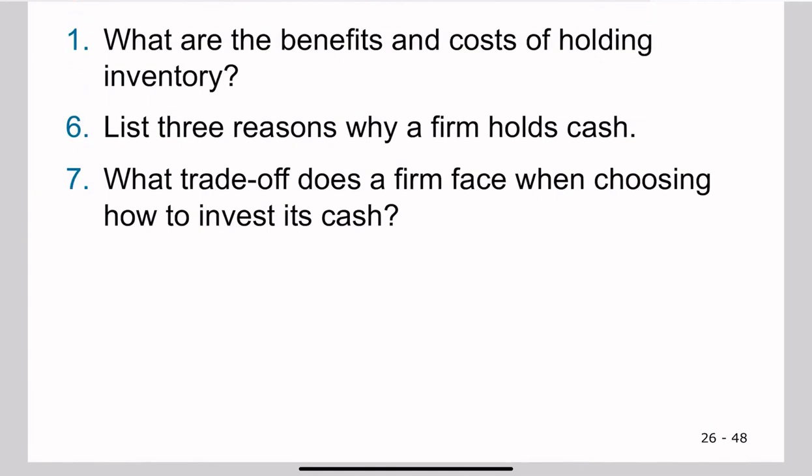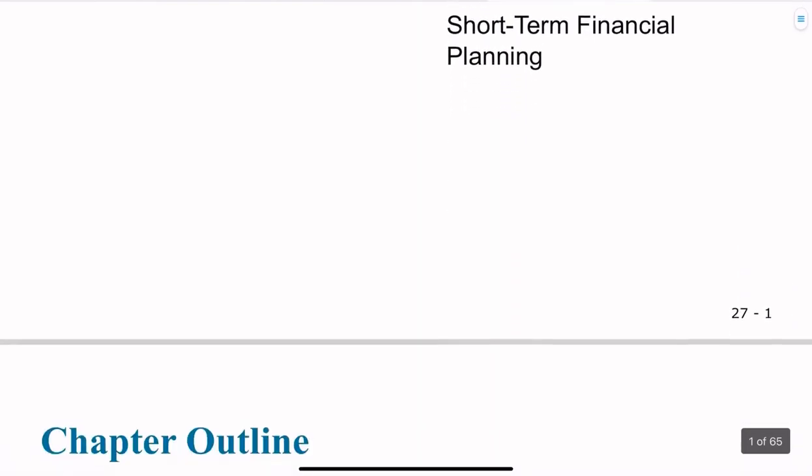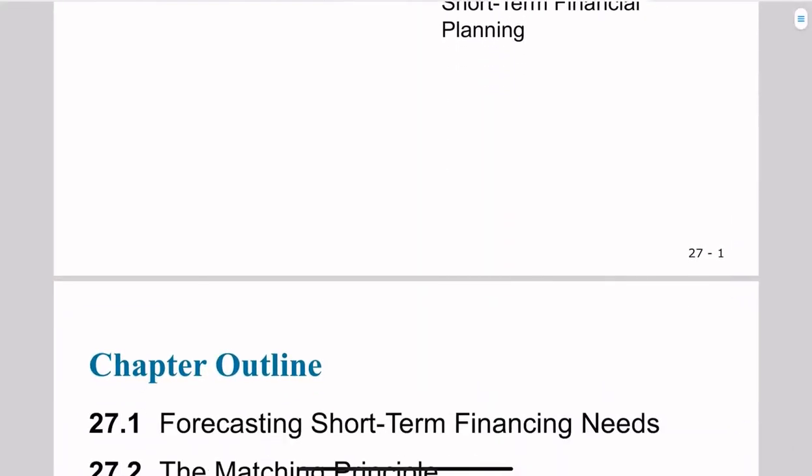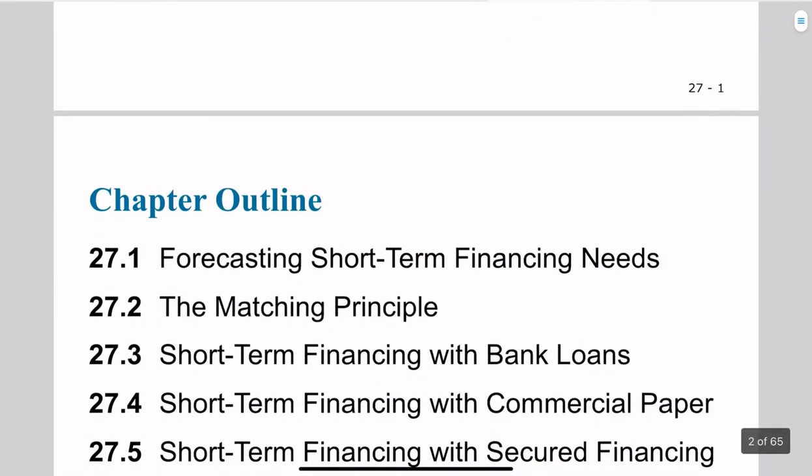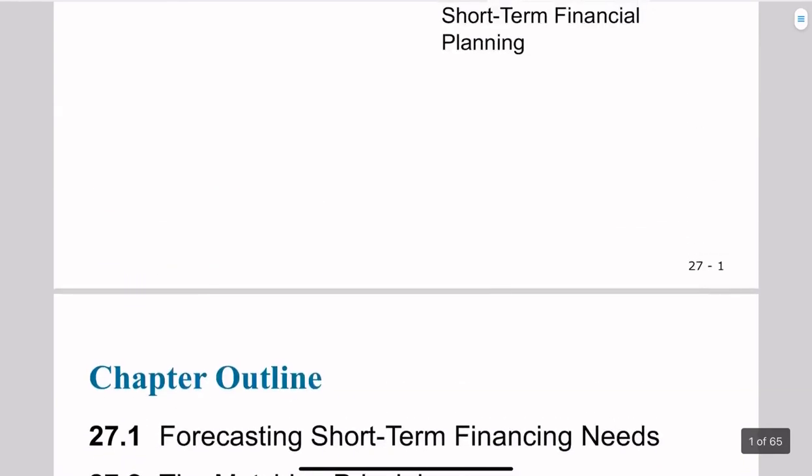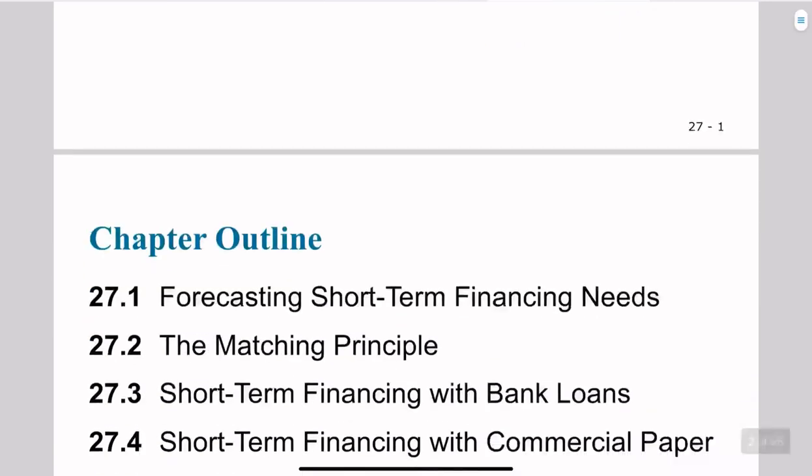Okay, great. So now let's move on to the next chapter, which is chapter 27, short-term financial planning. Okay, so you can see that we discussed long-term financing, right? Such as equity financing and debt financing. And we also talked about lease versus buy. And leasing can be considered as a special case of long-term financing. So in this chapter, we will focus on short-term financing.